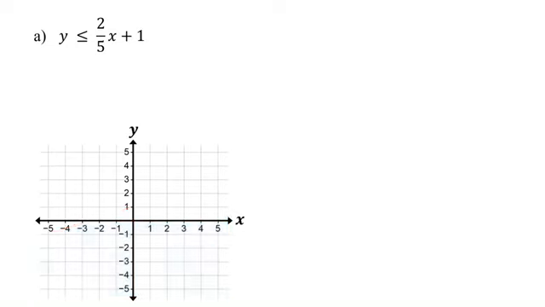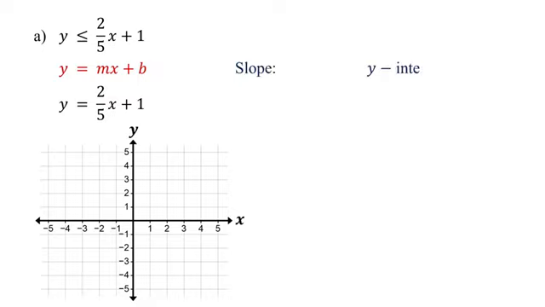To graph the boundary line, start by replacing the inequality sign with an equal sign. This changes the inequality into a linear equation. Here, the equation is in slope-intercept form. The easiest way to graph an equation in this form is to use the slope and y-intercept. The slope is the coefficient of x. The y-intercept is the point (0, b). For this equation, the slope is 2/5 and the y-intercept is (0, 1).